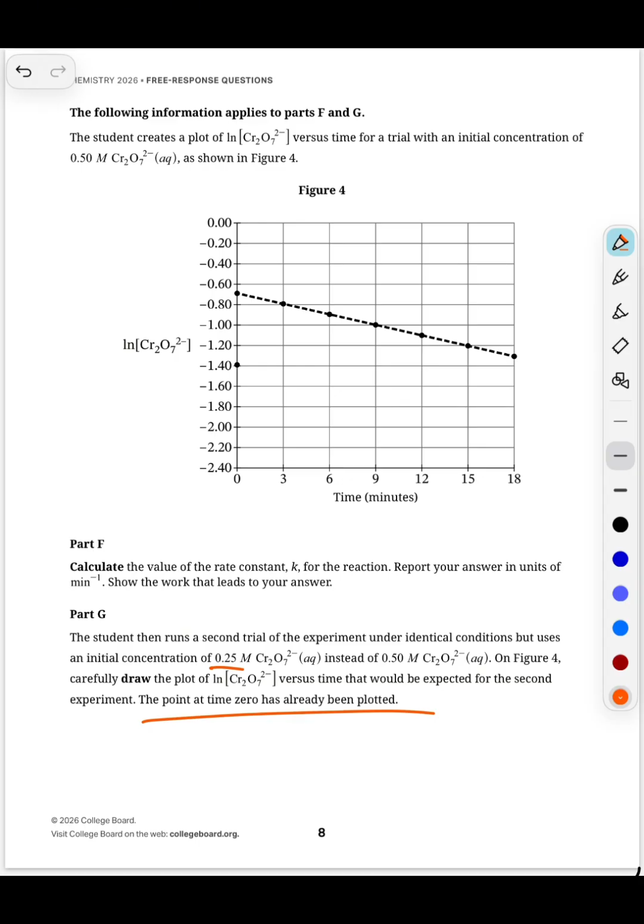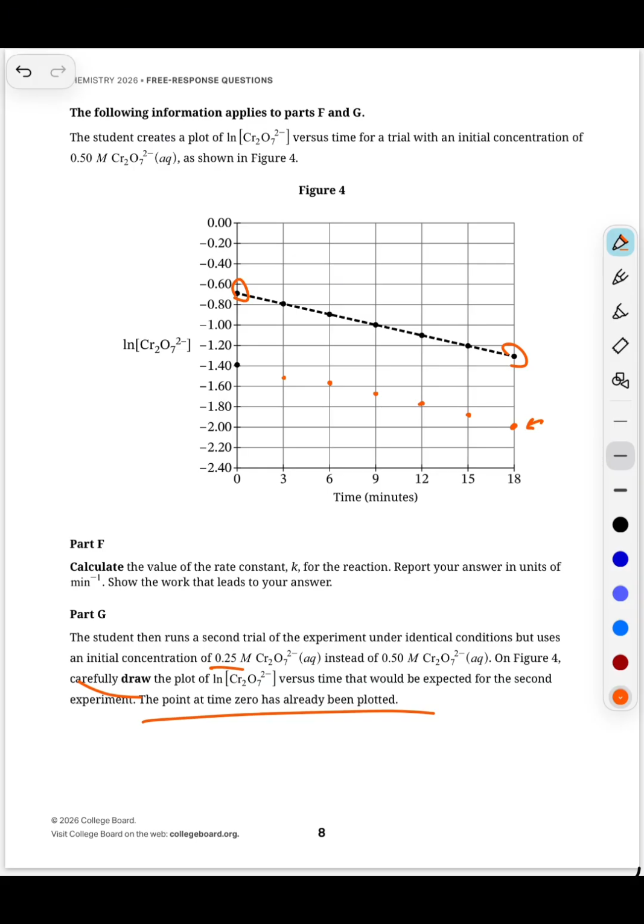So we know that K is going to be 0.0333. If we're starting at negative 1.40, we should end the same distance between these two plotted points. So our final data point should be about here. And then we draw our data points in between. And I know it's hard. They specifically say carefully draw the plotted points, but like I said, it should look like a straight line, and your ending point should be here.